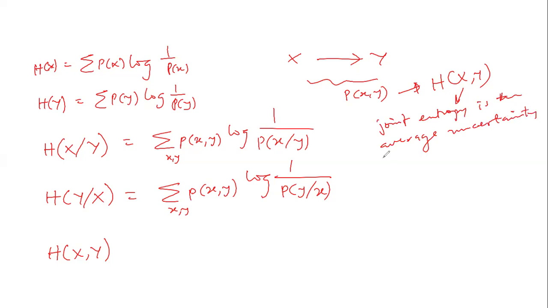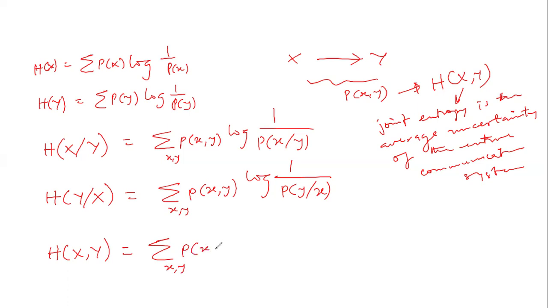Uncertainty of the entire communication system. Okay, so it means that this now is the same as sigma xy, the joint probability distribution, log 1 over the joint probability distribution. Okay?